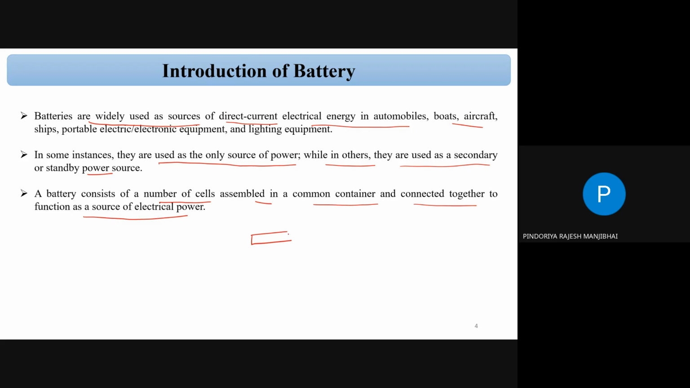This is a single cell, then another cell. We connect them in series, and this is the positive terminal and this is the negative terminal. This is cell number 1, this is cell number 2. So what is a cell and how can we make a battery? That we are going to discuss in today's class.